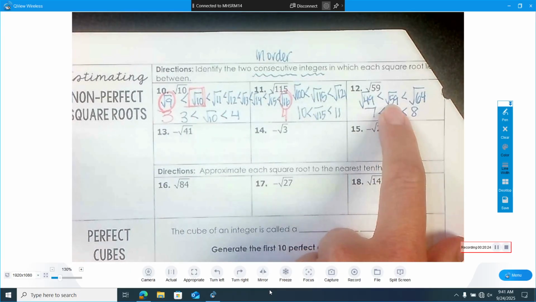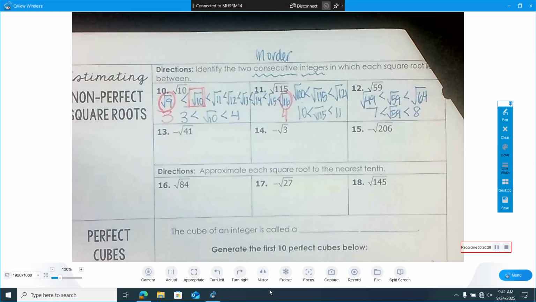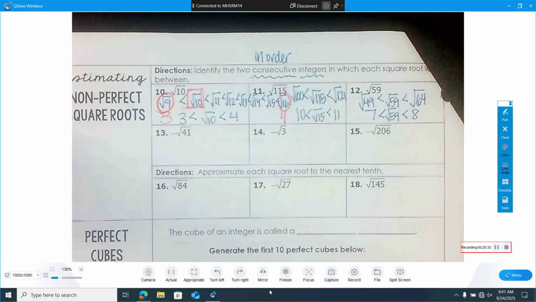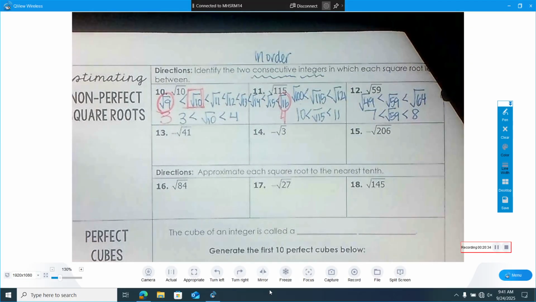Is that 59 closer to 64, or is it closer to 49? It's closer to 64. So would you say that this would be like 7 point, bigger than 0.5, maybe 7.6?